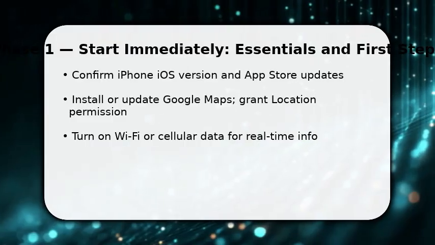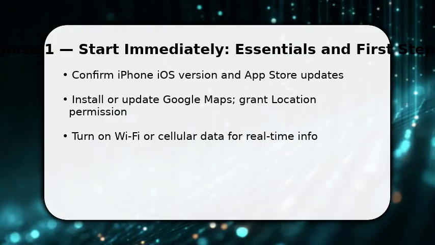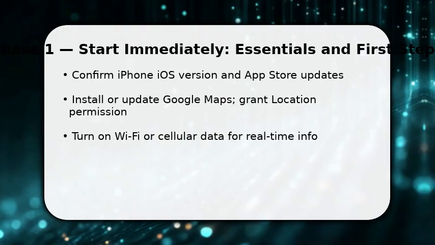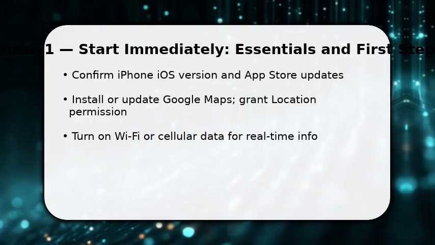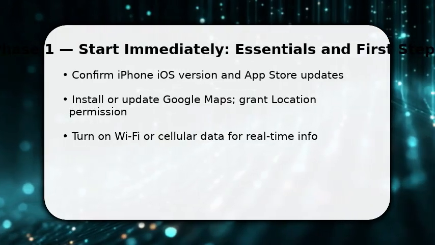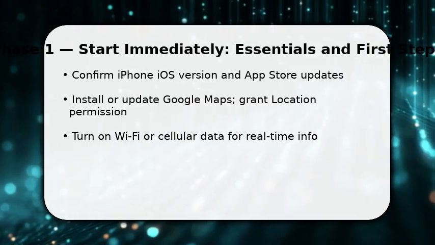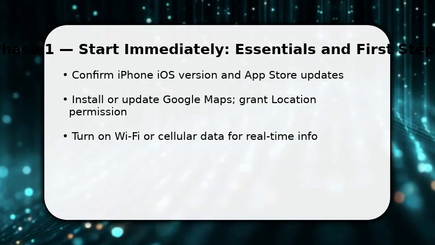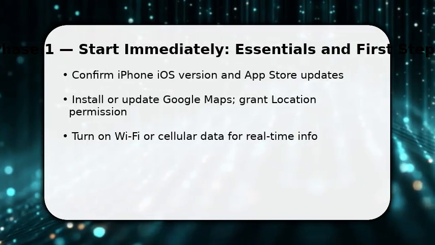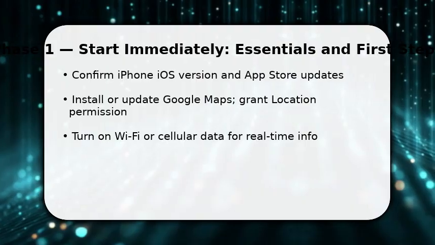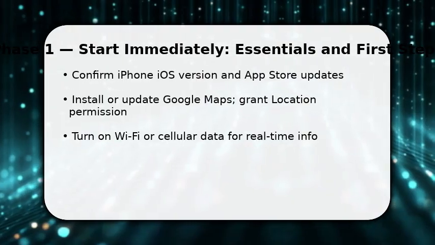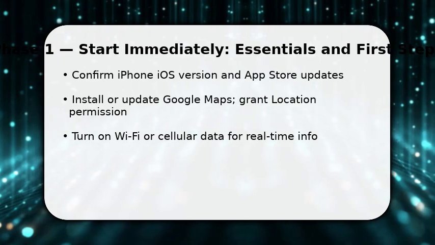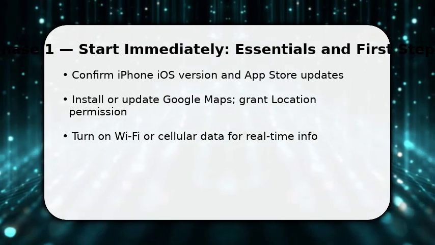You'll first make sure Google Maps is installed and allowed to use location. This is why real-time directions work. Open App Store, search Google Maps, and tap Update or Get. Once done, go to Settings, Google Maps, Location, and choose While Using App to preserve privacy without losing navigation. Make sure Wi-Fi or cellular is on so Maps can download traffic and route options. This avoids stale data and gives faster loading when you start entering destinations.